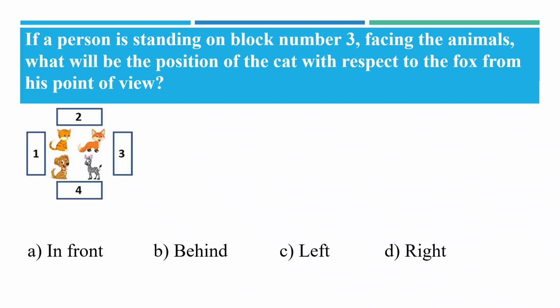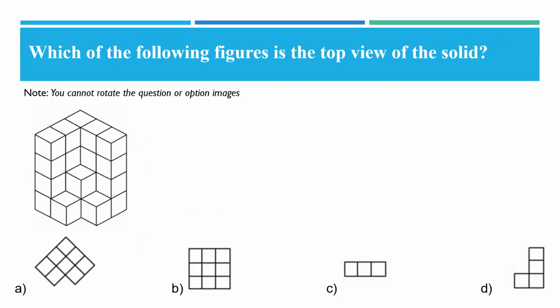If a person is standing on block number 3, facing the animals, what will be the position of the cat with respect to the fox from this point of view? Where is the fox? Fox is here. The position of the cat is just behind it. I go with option B. Great. And the next question.